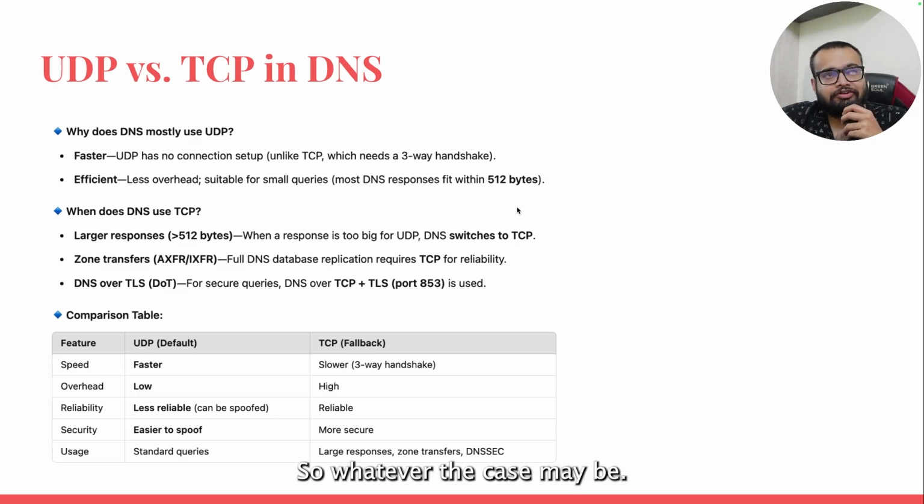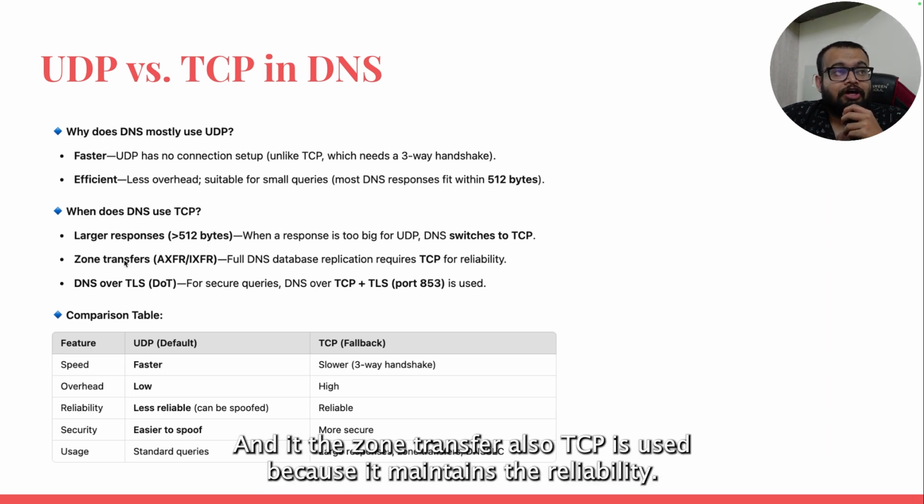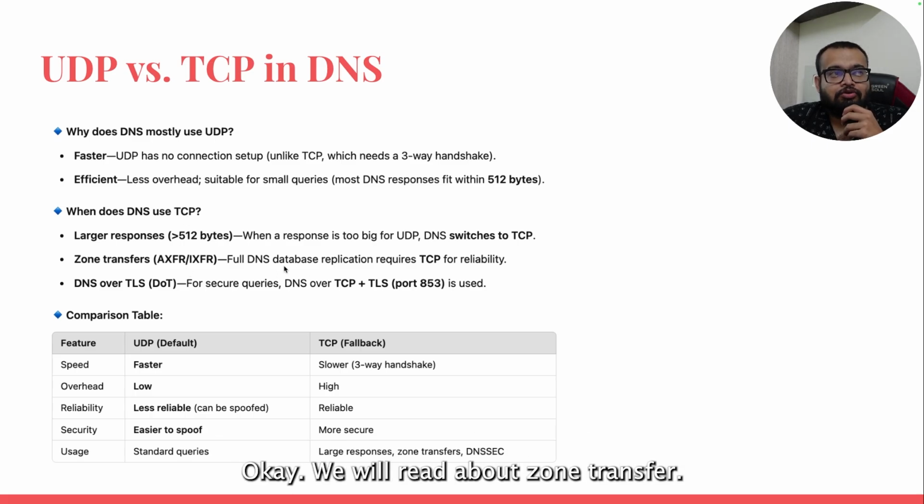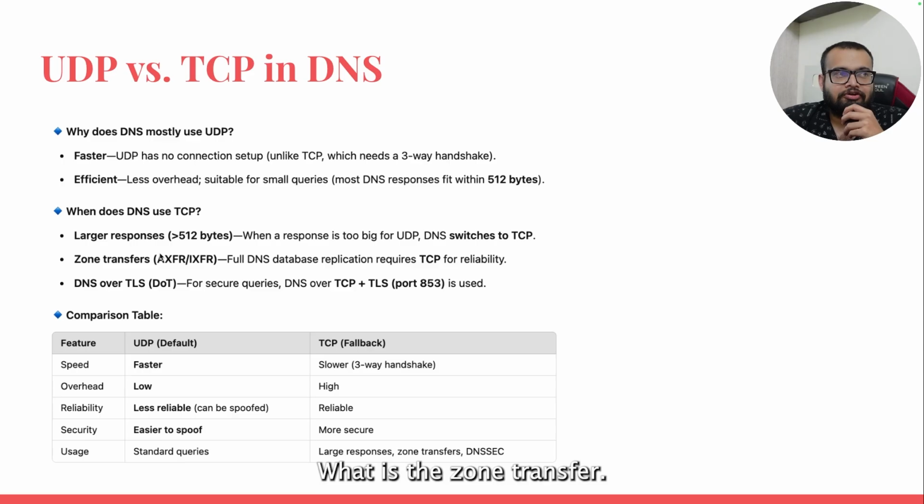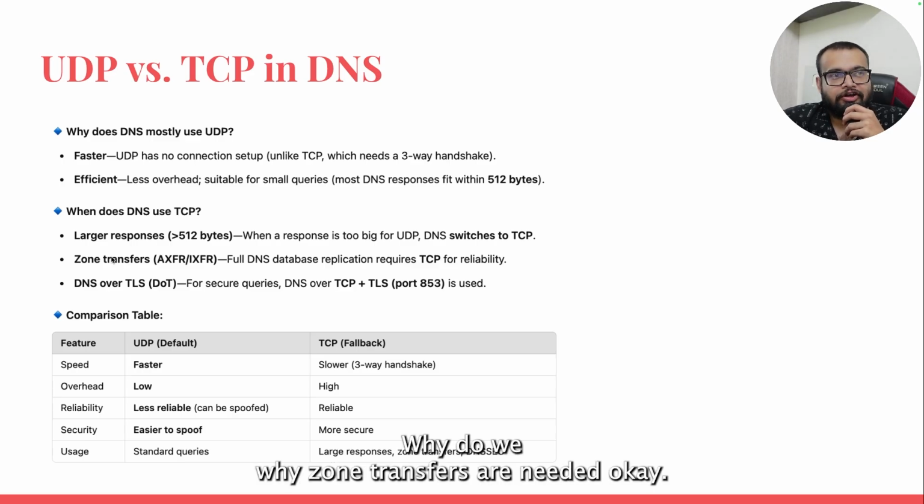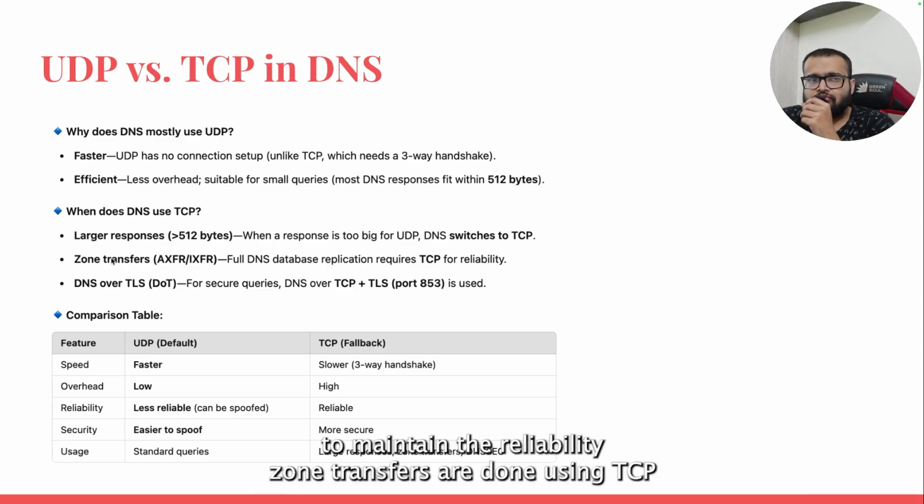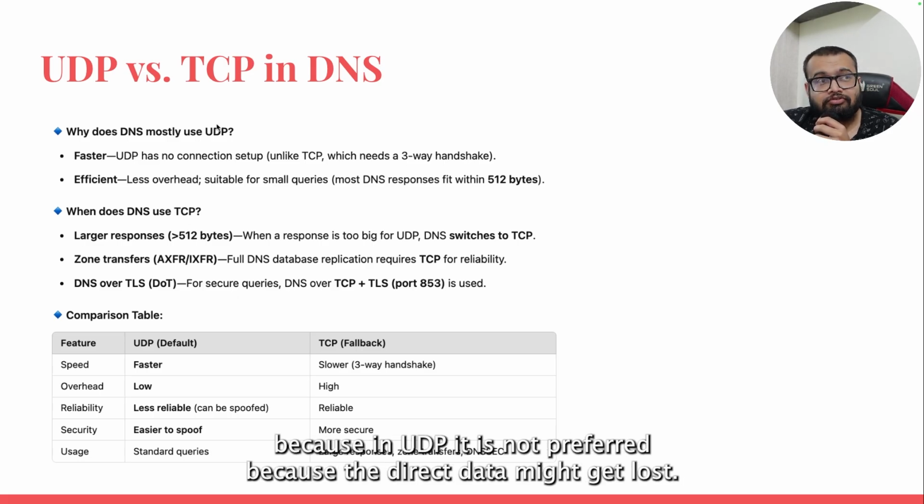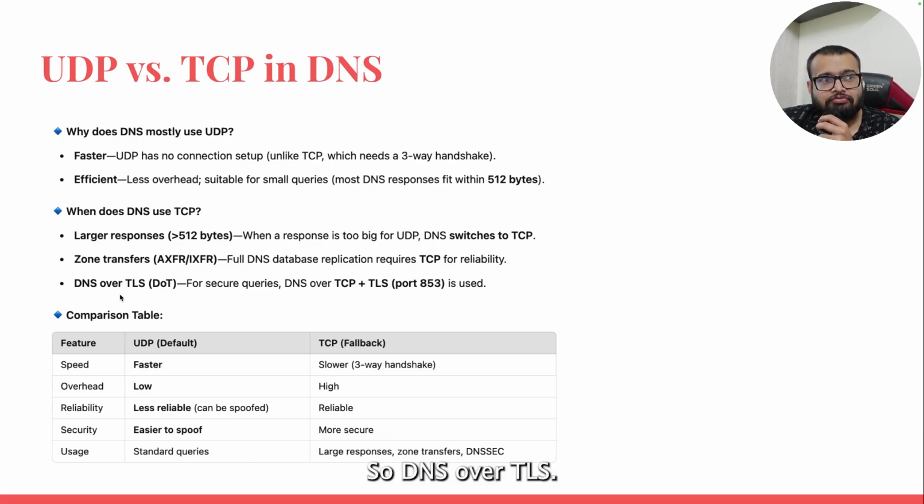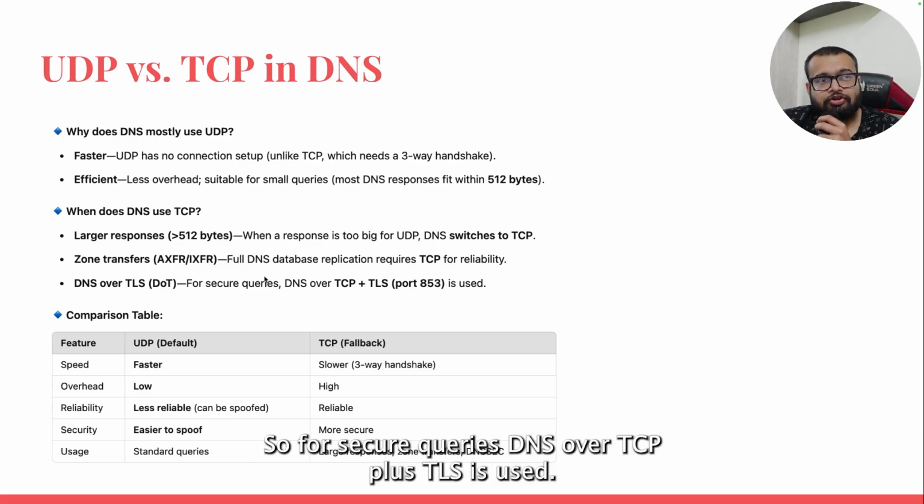Whatever the case may be, if it exceeds the limit, then use TCP. TCP is good for larger responses. In the zone transfer also, TCP is used because it maintains reliability. We will read about zone transfer. What is the zone transfer? Why are zone transfers needed? Just to maintain reliability, zone transfers are done using TCP, because UDP is not preferred since the data might get lost. And for DNS over TLS, for secure queries, DNS over TCP plus TLS is used.